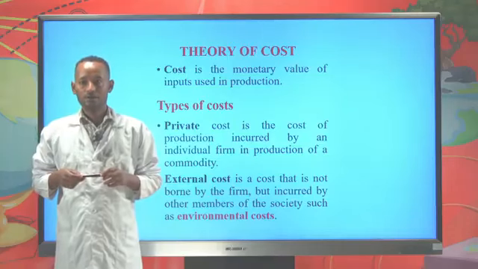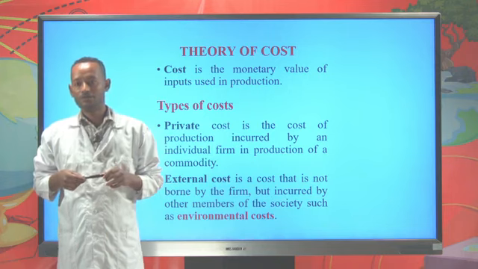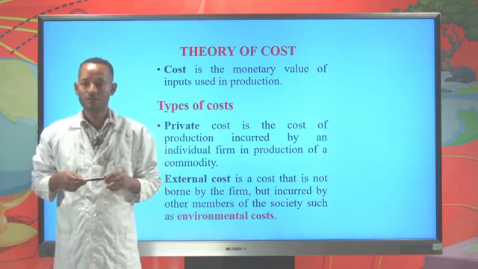This is a grade 12 economics revision lesson provided by the Ministry of Education.